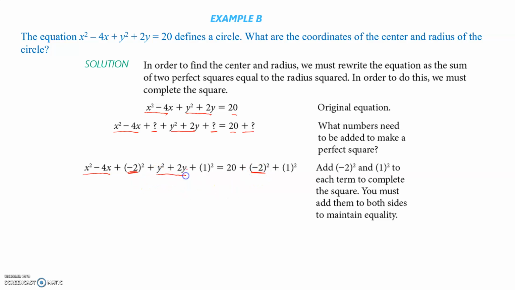Okay, then you look at the y stuff. To complete the square, you look at the number in front of y, which is 2. Take half of it, that's 1, and square it. So here's that 1 squared. If I add that onto the left side, I have to add that onto the right side.